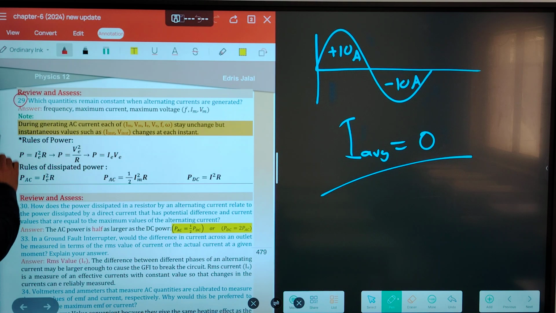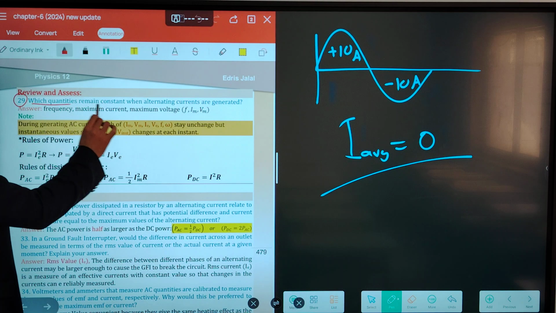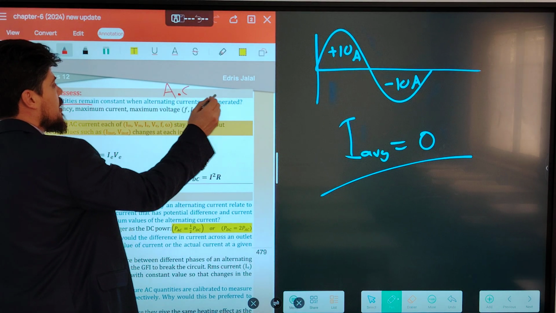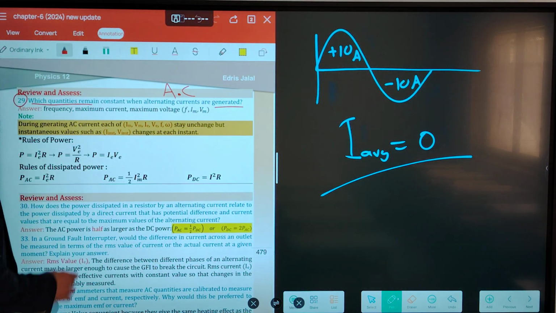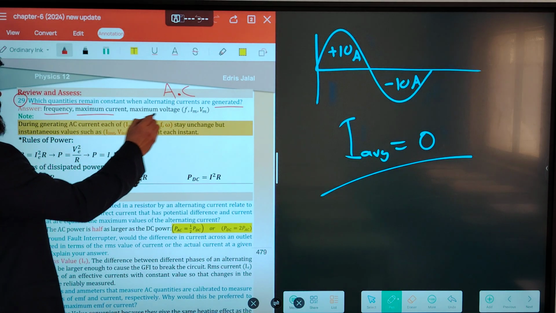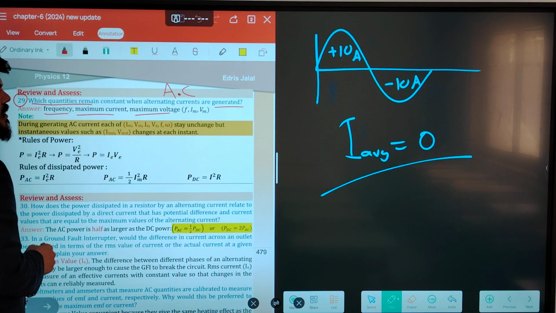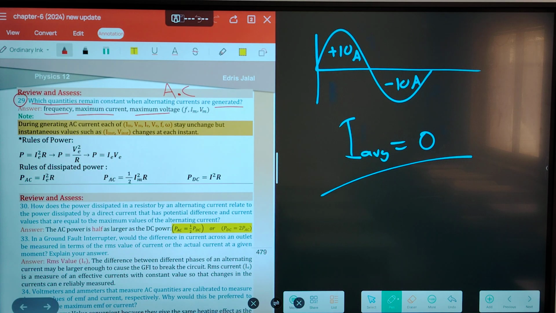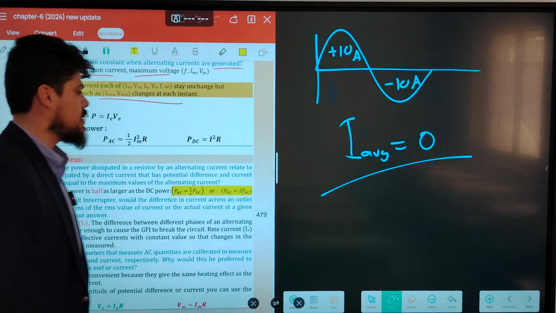Question 29 in the chapter review, be careful. Which quantities remain constant in alternating current? Frequency doesn't change. Maximum current doesn't change. Maximum potential difference, maximum voltage doesn't change. Effective value doesn't change. Only the instantaneous values change.